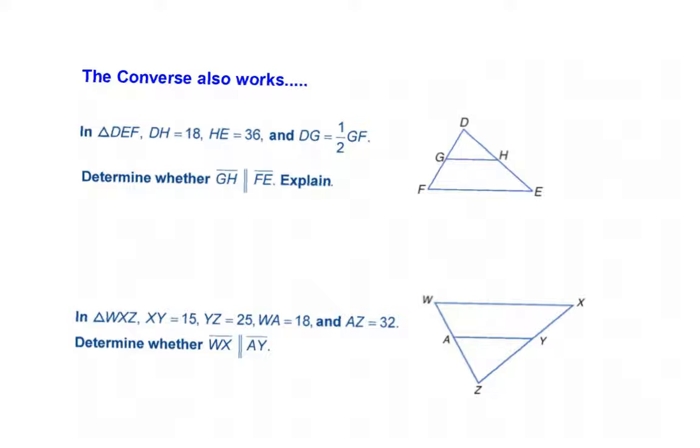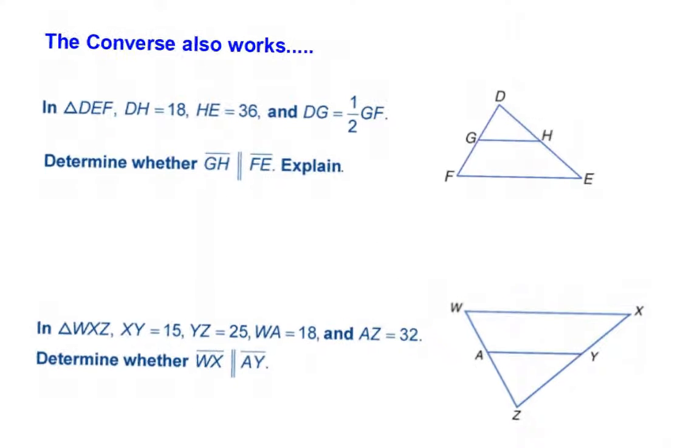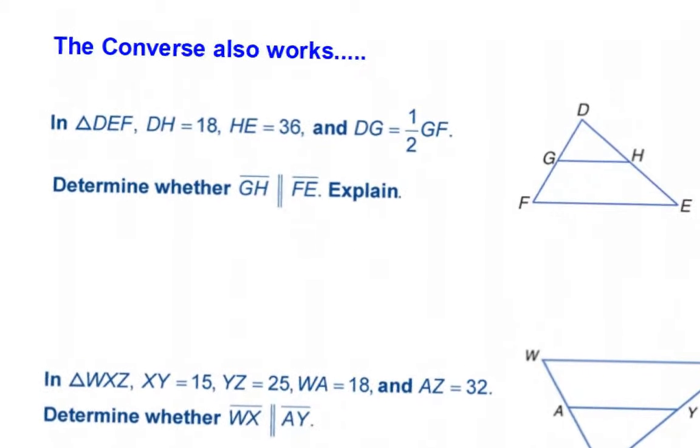All right. So, just FYI, the converse also works. That means we can go the other way. If we know that the sides are proportional, then we know that the two lines are parallel. Sorry. So here we go. DH is 18. HE is 36. DG is half of GF.